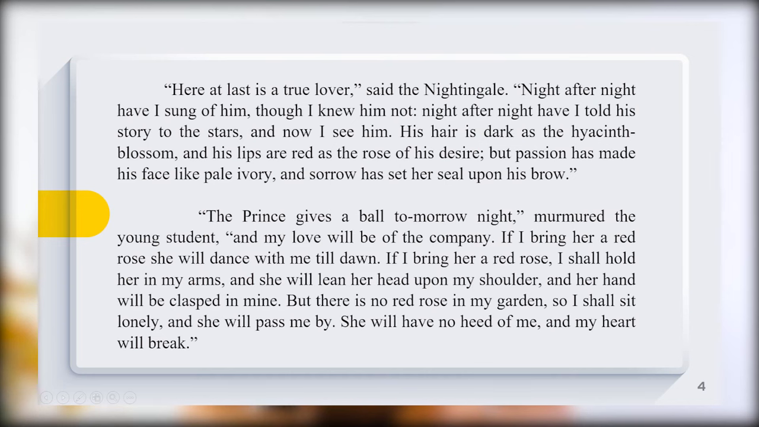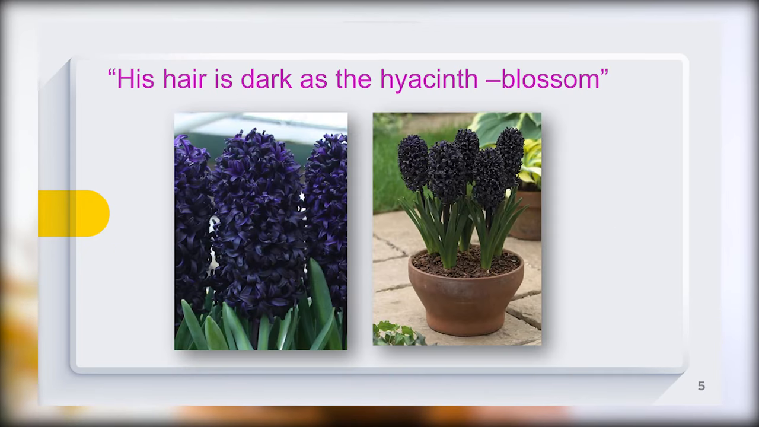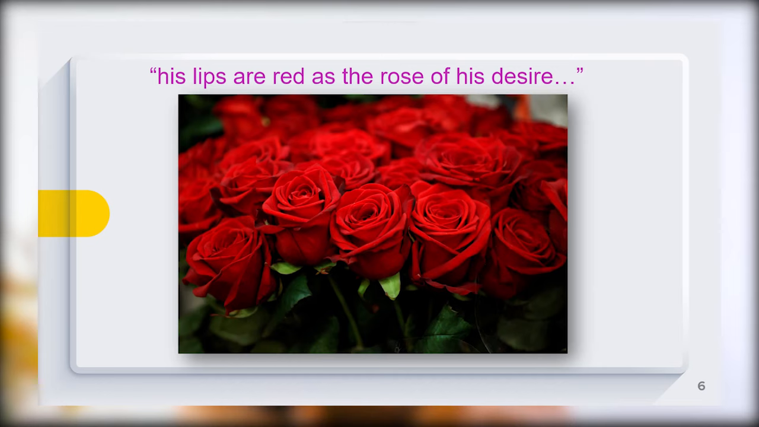His hair is dark as the hyacinth blossom. You can see it in the picture, in the slides. This is how the Nightingale sees the young student's appearance. Now you can see, dear children, the story is full of techniques. That is the ability of the writer Oscar Wilde, right? And his lips are red as those rose of his desire.